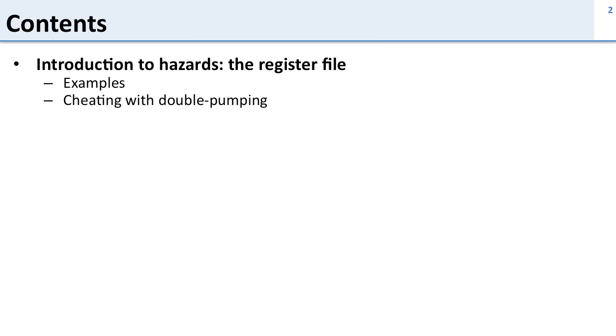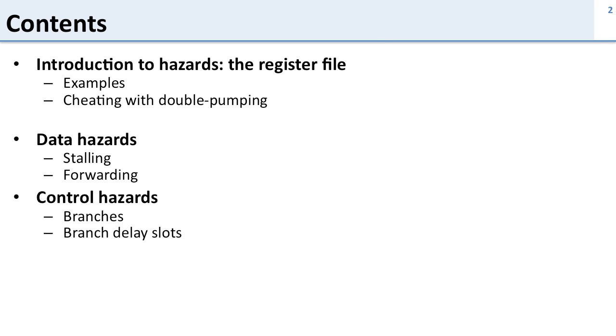I'm going to talk about how we solve the register file problem by sort of cheating. We're going to fix the register file. Then we're going to talk about data hazards in more general, and two ways to deal with them. One of these is stalling, where we just wait for the hazard to resolve itself, and the other is forwarding, where we send the data around through new paths in the processor in order to avoid the hazard.